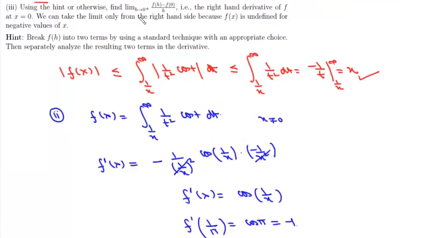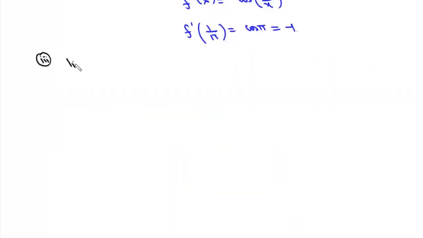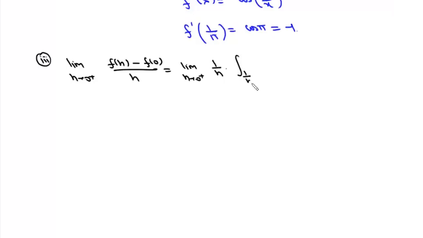Now this third part says, using the hint or otherwise, find this limit as h tends to 0 positive of f(h) minus f(0) upon h. Now in the question it says f(0) is 0. So basically we have to find the limit as h tends to 0 positive of f(h) minus f(0) upon h, and it will be this limit h tends to 0 positive 1 upon h. Now f(h) is the integral from 1 upon h to infinity of 1 upon t square cos t dt, and f(0) is 0.